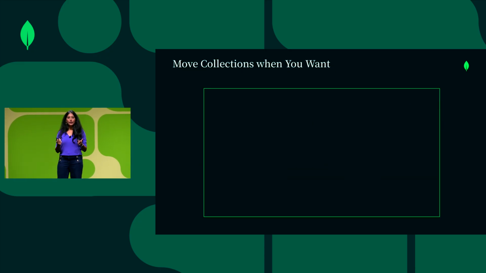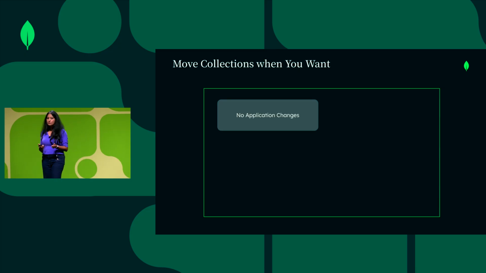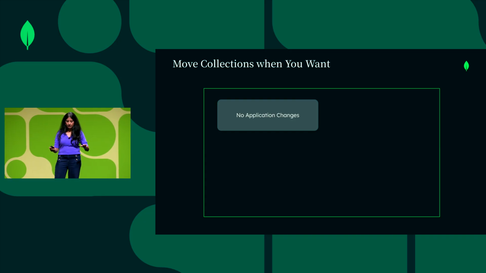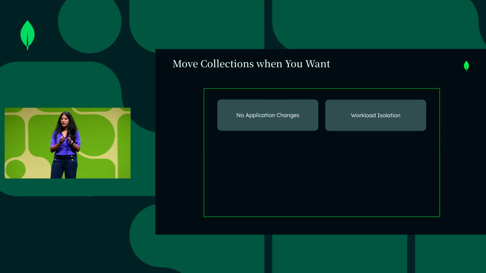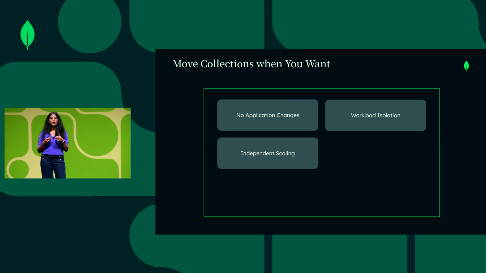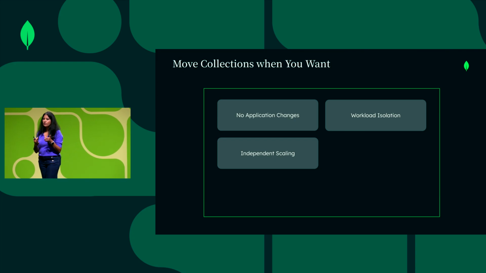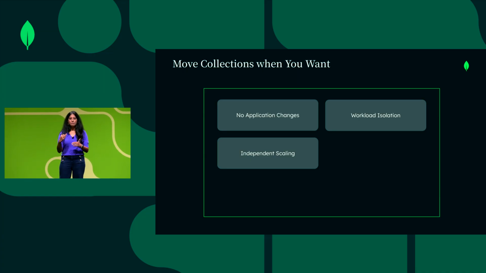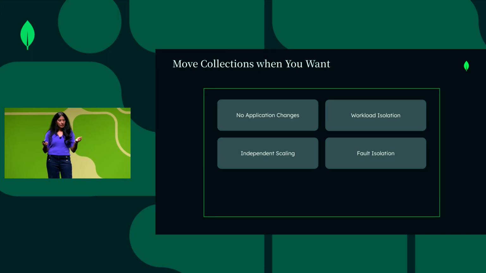So when should you use move collections? You should use move collections when you don't want to make any application changes just yet, when you want to isolate certain collections, or you want independent scaling, like I mentioned. So if you're using Terraform or the Atlas CLI, then you have an option of having asymmetric shards in Atlas. So you can have an M40 shard with an M80 shard in the same cluster. So that's when you could leverage move collections as well.